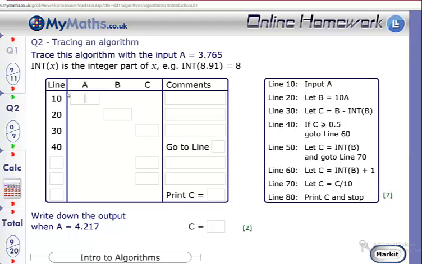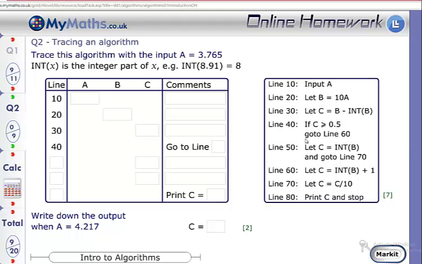Okay, so first one's probably going to be... Hold on, read the question. Trace this algorithm with the input of a equals 3.765. And then the integer part of x equals... So let's have a look at this. How are you reading this then? It says write down the output when a equals 4 point... So you're going to go at line 10. Okay, fair enough.